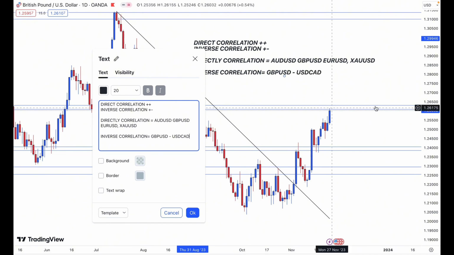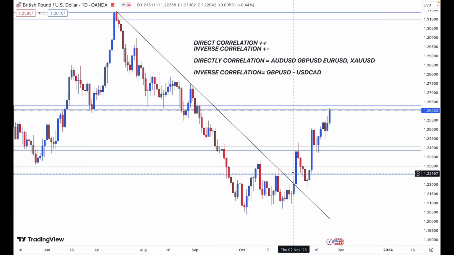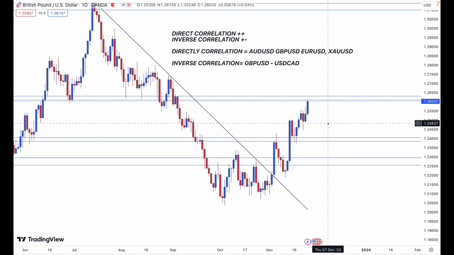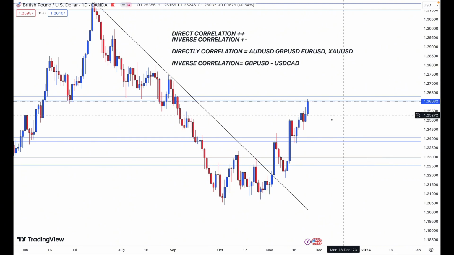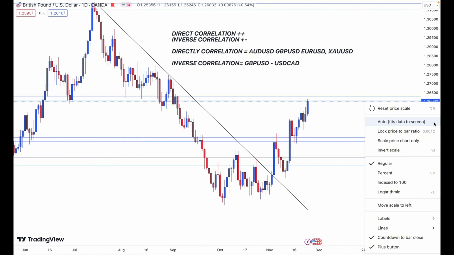It means if GBP USD is structured bullish, USD-CAD is going to be structured bearish. I don't know if you get me. For instance, let me just show you a simple analogy of this. If you come here, look at my cursor, tap on it, you're going to see where they write invert scale, which means turn this chart upside down. Let's place it and see what happens.